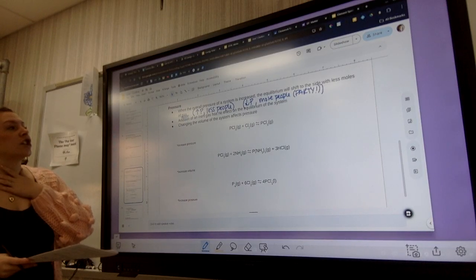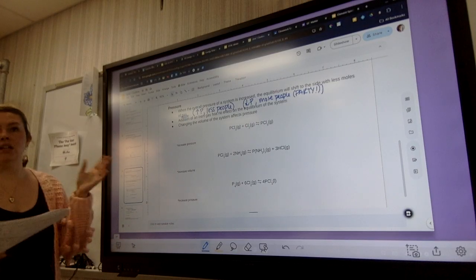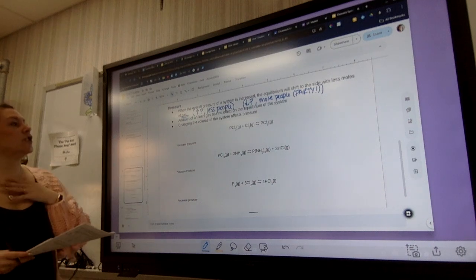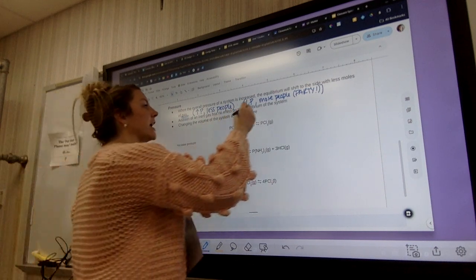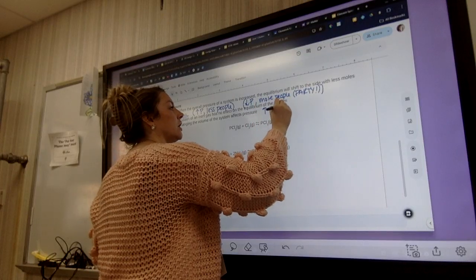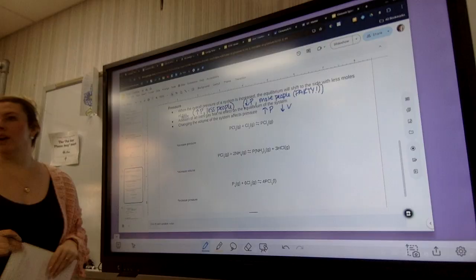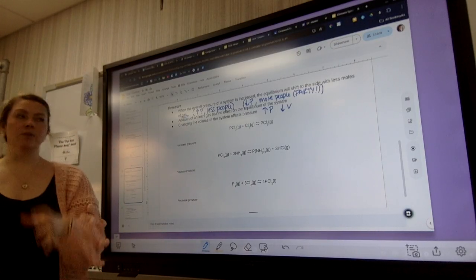The addition of an inert gas will have no effect on the equilibrium in the system because it's not actually changing anything. It's not interacting. And then changing the volume of the system affects pressure. So if we increase pressure, the volume decreases. So they're inversely related. Think about it: if you push pressure on a balloon, it's going to get smaller. Volume gets less.